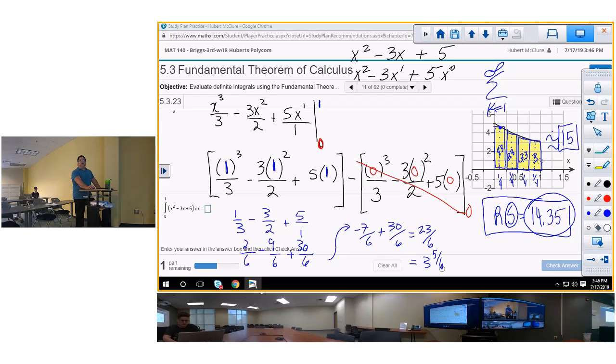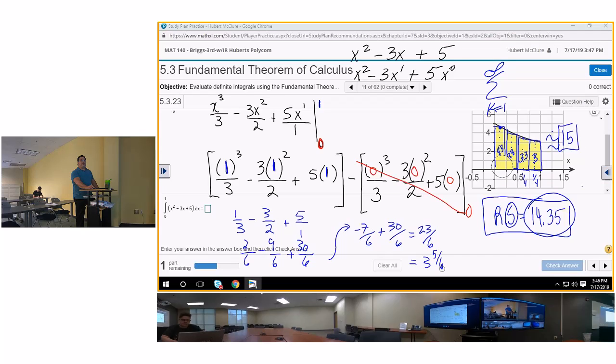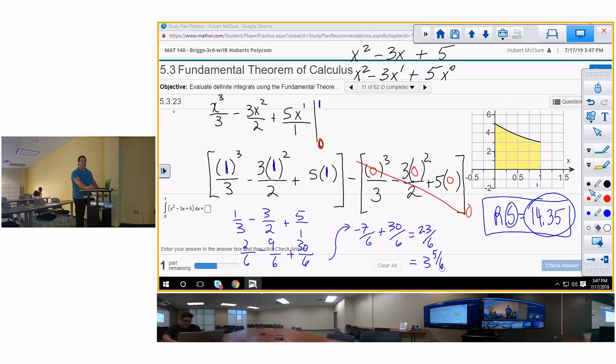Unless, wait a minute. Okay, I'm sorry. I counted those blocks as 1. Those blocks are not 1s, are they? They're quarters. So that's not 15 and 14.35. Let's go back. Let me erase that. I was doing it wrong. I'm sorry. I was thinking that each one of these blocks was 1. So my bad.